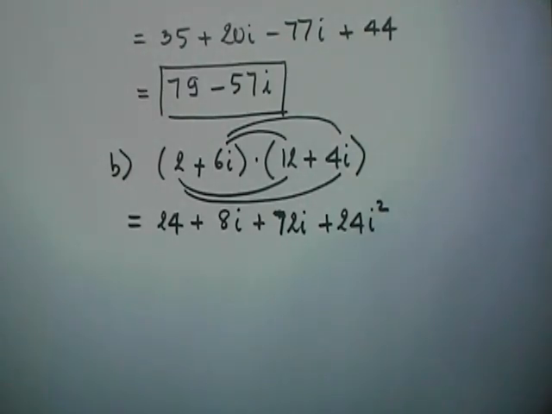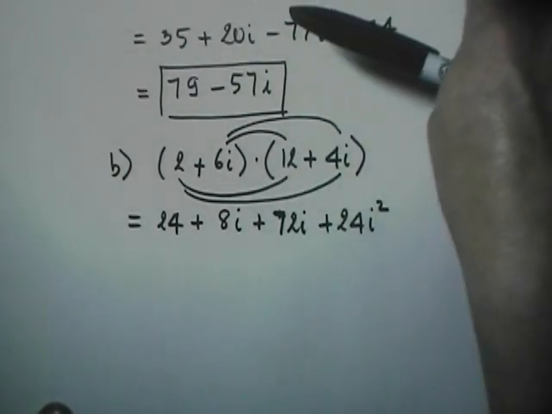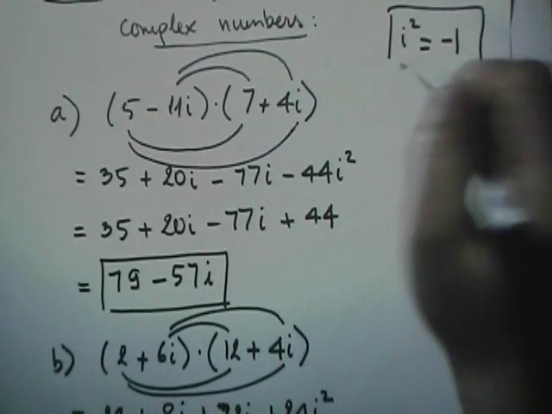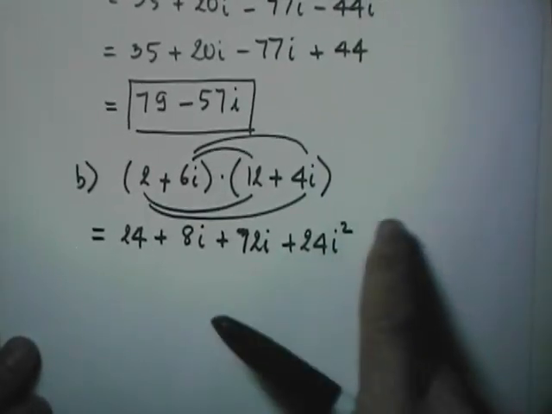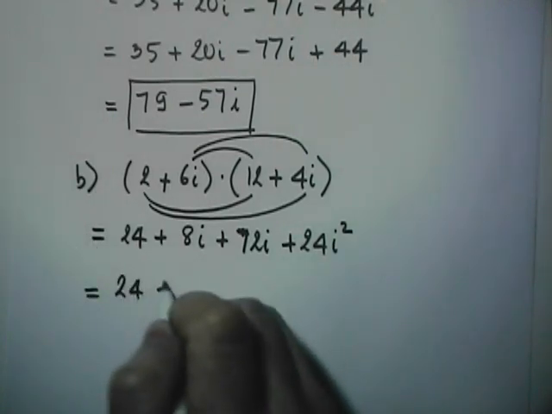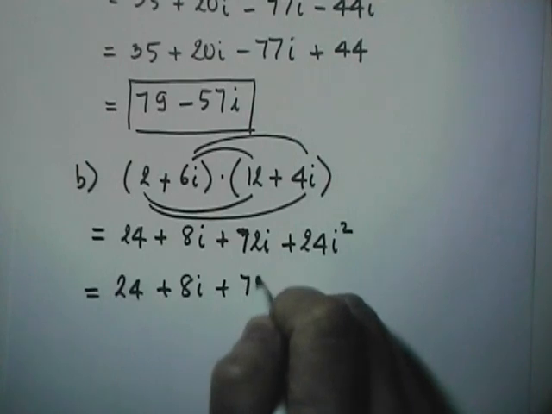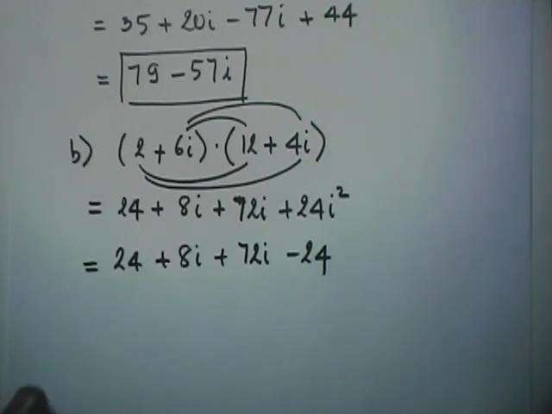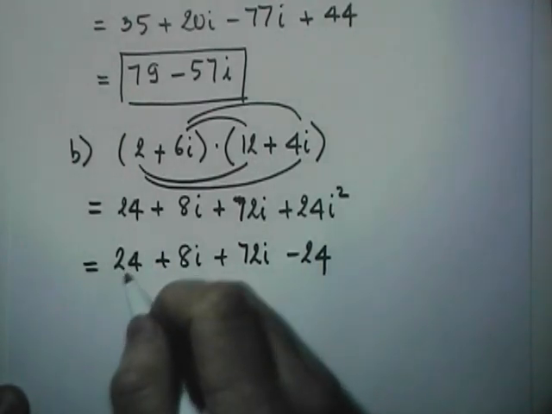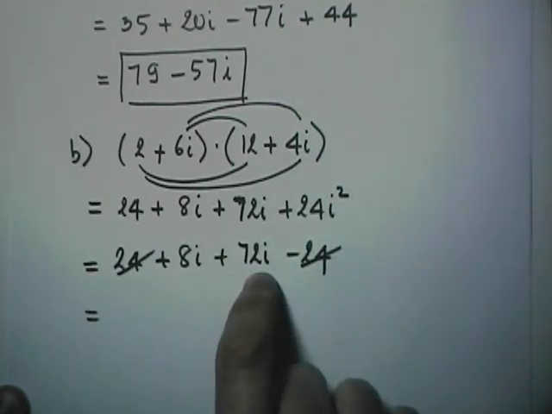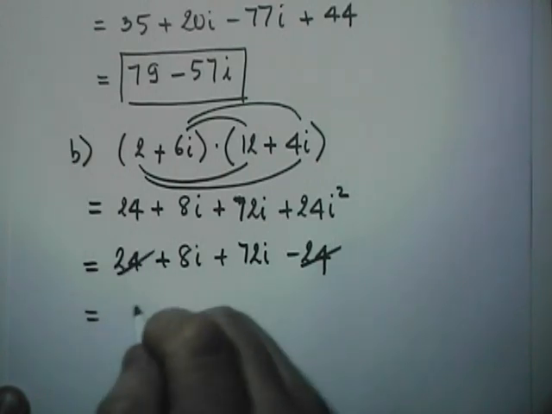So what do we see here? And remember, i squared equals negative 1. It's always there. So now I can substitute negative 1 for i squared here. My problem reduces to 24 plus 8i plus 72i minus 24. At this point, combine like terms. The 24 with the 24 cancels, and then 8i plus 72i is 80i. That is my final answer.